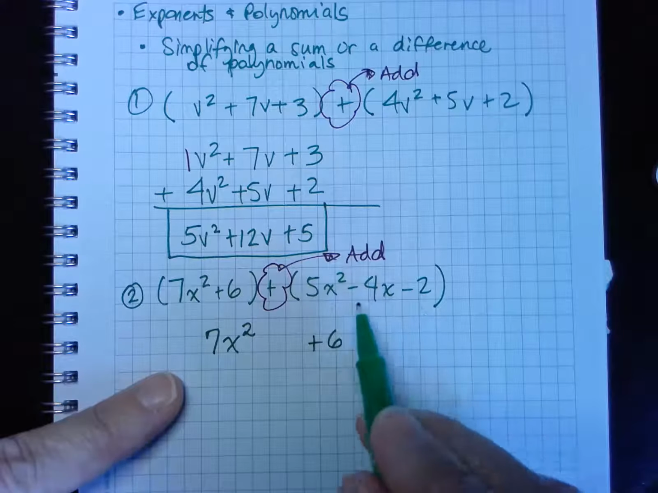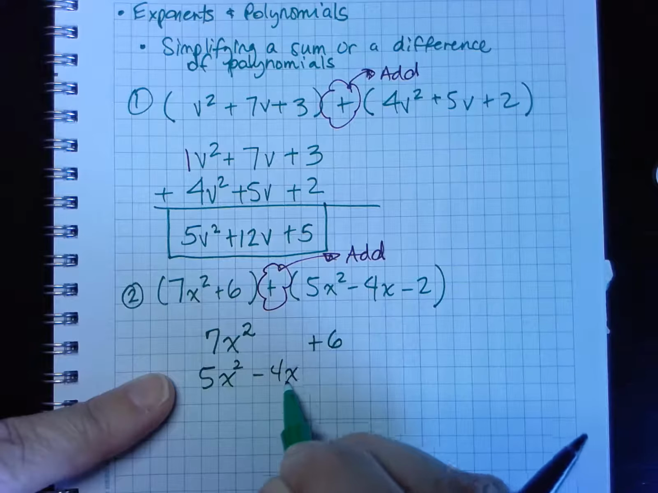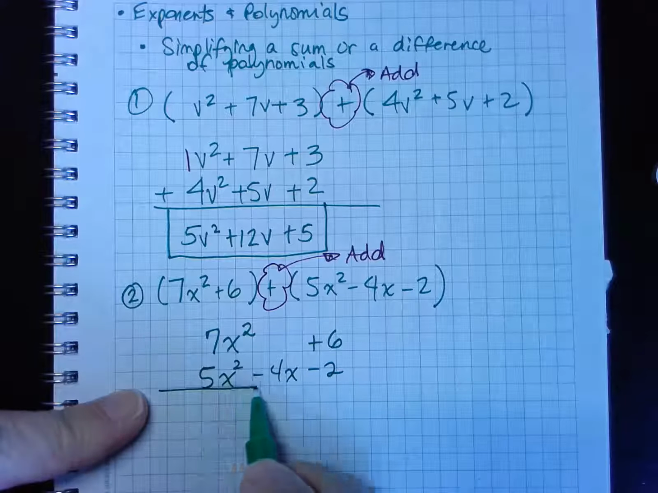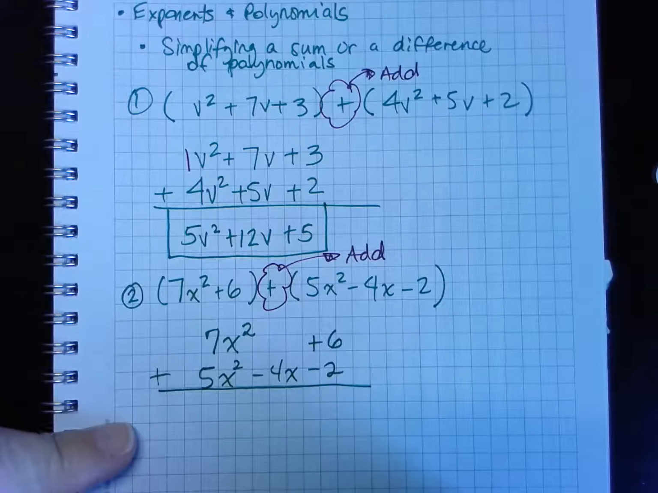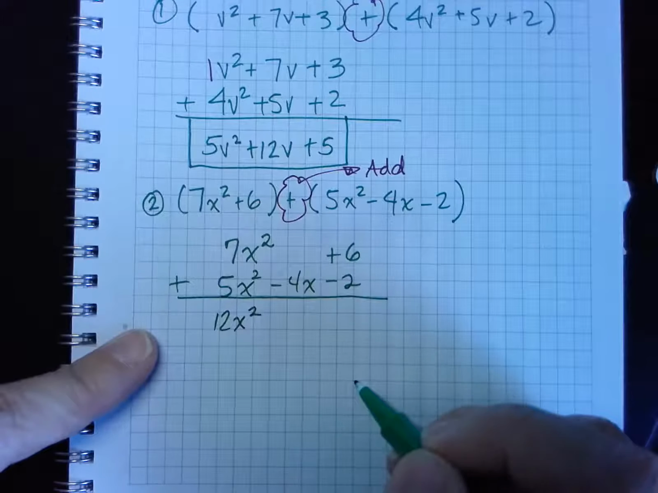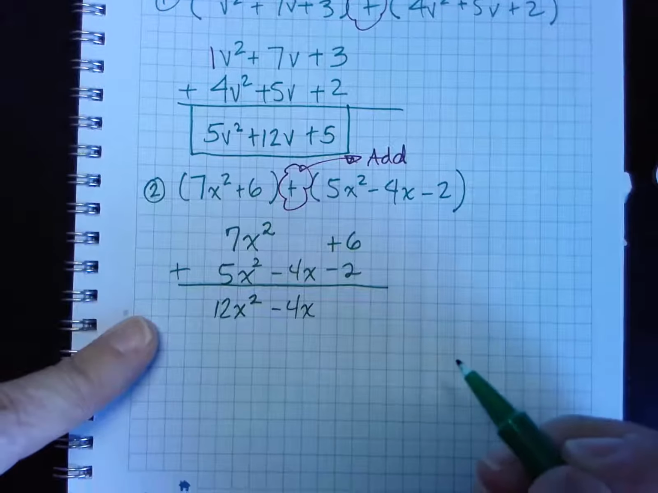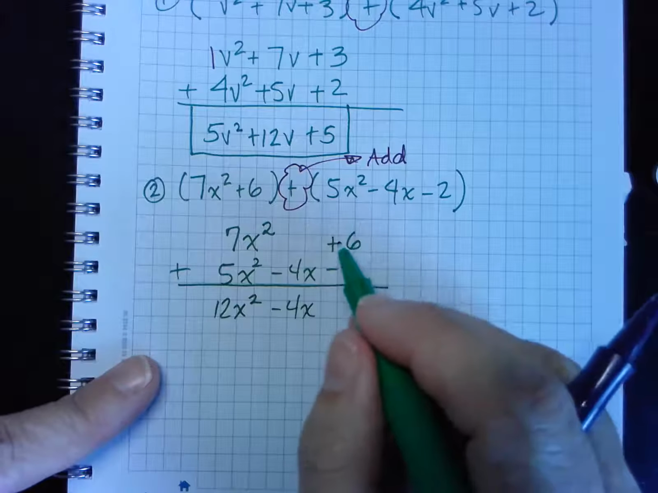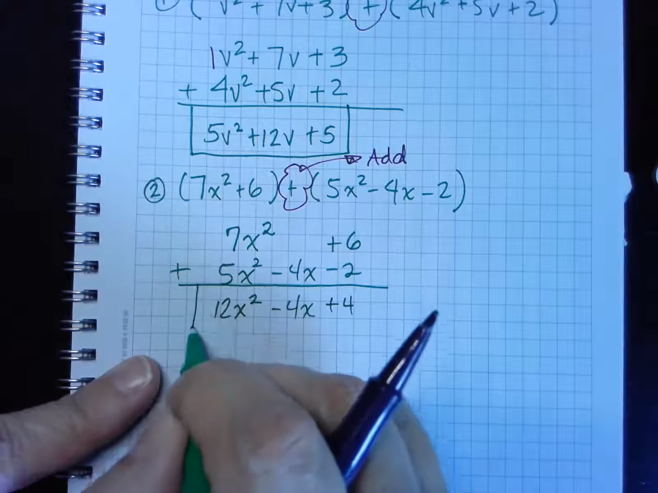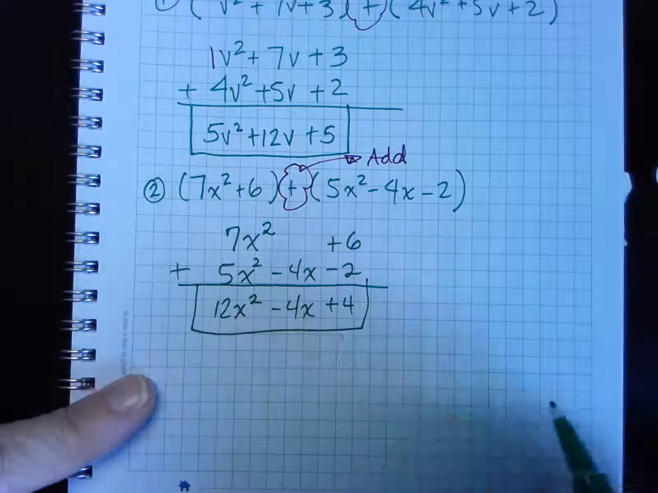So now I'll take these guys, I'm going to line them up under their like terms. So my 5x squared here, my minus 4x there, and my minus 2. Like I said, there was no x term in that first one. And so this is an addition problem. I'm just going to add them up. So 7 and 5 is 12, so this is going to give me 12x squared. And then I don't have anything combined with negative 4x. That just gives me minus 4x. And my constants, I have a positive 6 and negative 2, or just 6 minus 2, which is a positive 4. So simplified, it's 12x squared minus 4x plus 4.